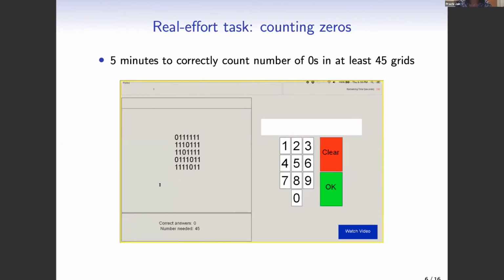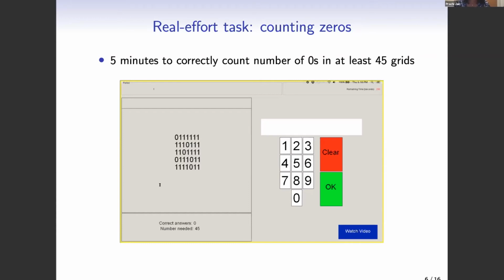Because I didn't want this to be in a context where low income participants, or possibly illiterate participants, could not partake in the experiment, I used a real effort task, a counting zeros task. As you can see on the screenshot here, participants were presented with grids of zeros and ones, and their job was to count as many of these grids as possible, and they were considered to have completed the task if they did this for at least 45 grids.